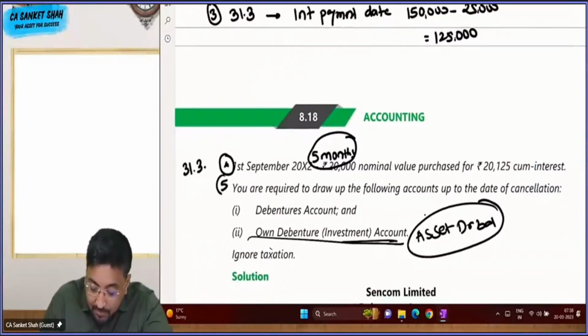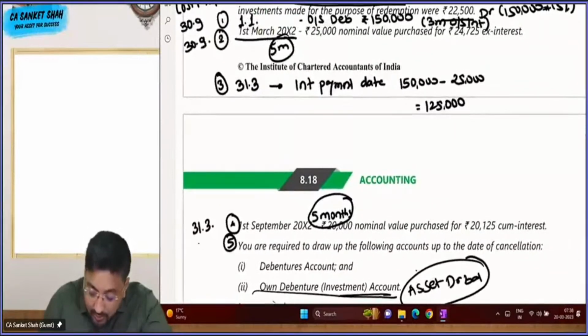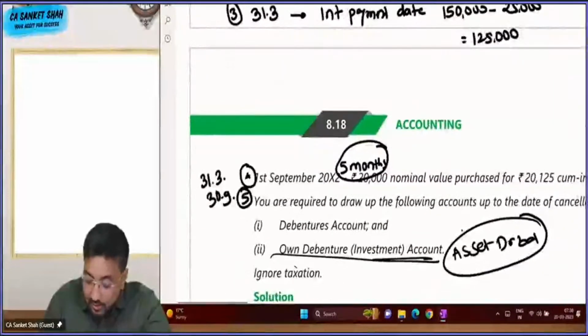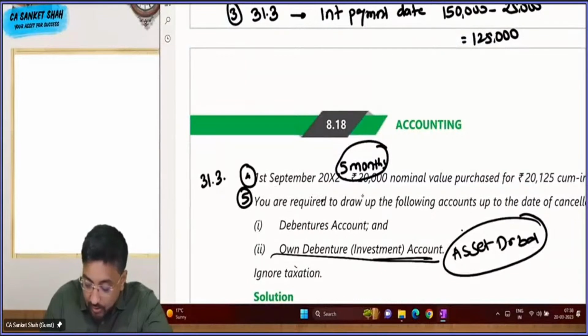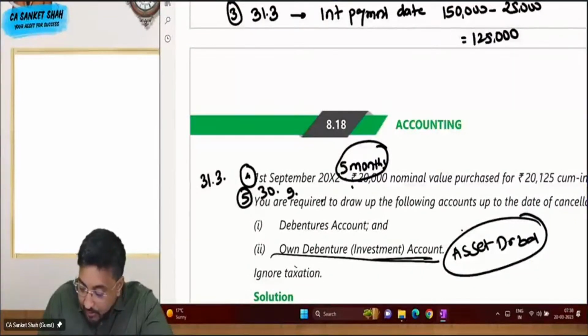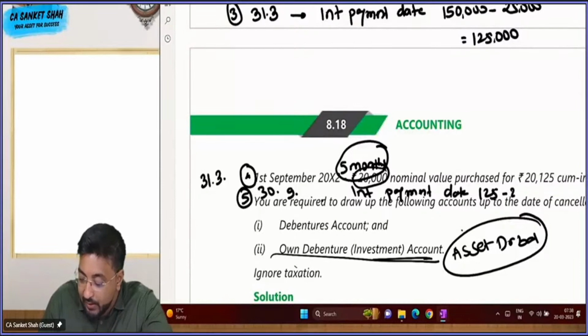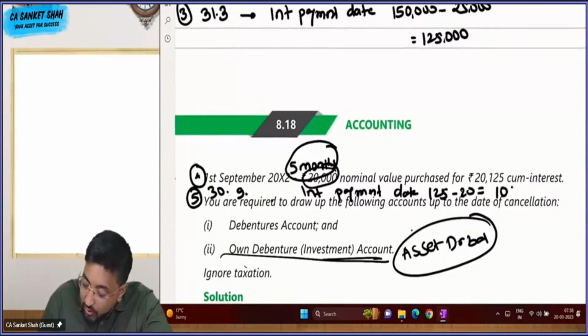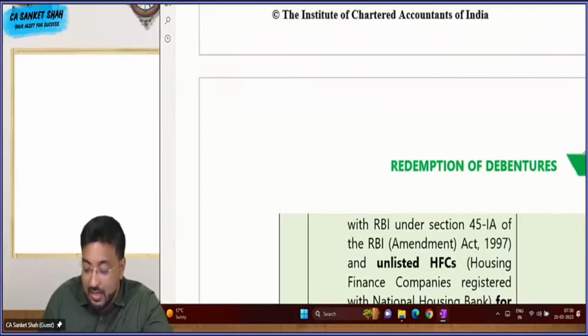And the fifth one is 30th September, interest payment date. I will write over here, 30th September, interest payment date. But how many debentures do we have? 1,25,000, minus 20,000 which you again purchase from the open market. So now you are left with 1,05,000. And what is the last date?